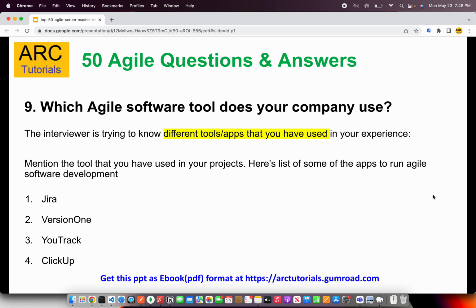Now, which agile software tools does your company use? Here the interviewer is trying to know the different tools and apps that you have used in your experience. So talk about how you have handled projects using different tools like Jira, Version One, YouTrack, ClickUp, Monday.com, or talk about your project management tool that you're using in your company. But if you're new, you don't know, do check out these apps, which is Jira, Version One, YouTrack, and ClickUp.